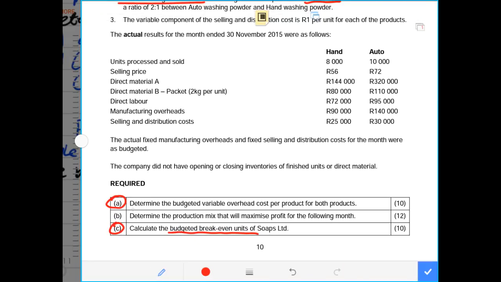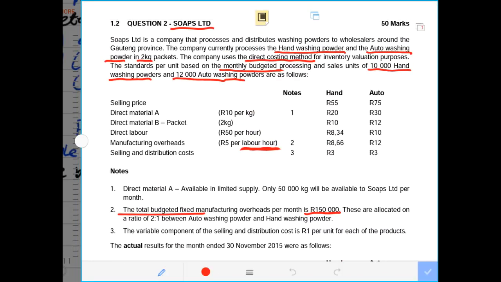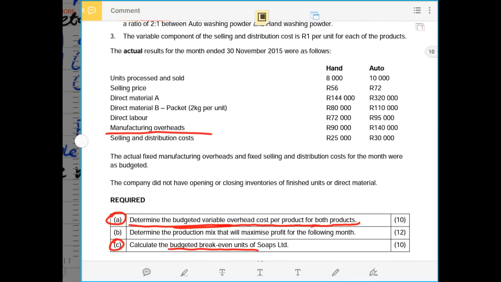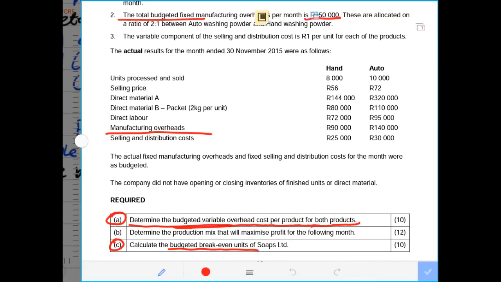Under number A, we were required to determine the budgeted variable overhead cost per product, meaning per unit for both the products. And our manufacturing overheads were given to us per unit as 8 Rand 66 and 12 Rand. And that was manufacturing overheads, not the variable ones. It was a combination of fixed and variable. But in this case, they are very specific, variable.